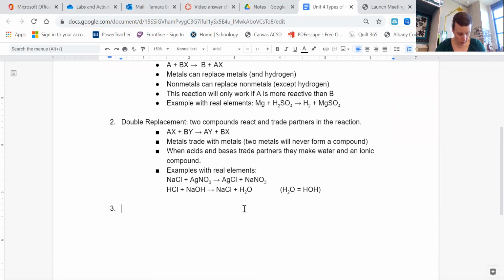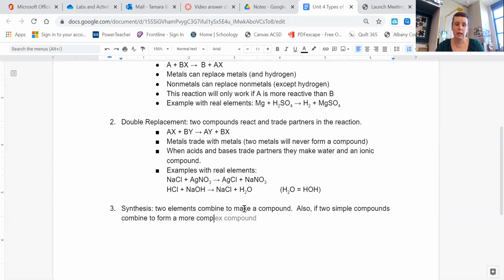So we're going to start with our 3rd type of reaction, which is synthesis. And in words, we have 2 elements combine to make a compound. Okay, that's the simplest kind of synthesis. But we can get more complicated. So also, if 2 simple compounds combine to form a more complicated or a more complex compound.